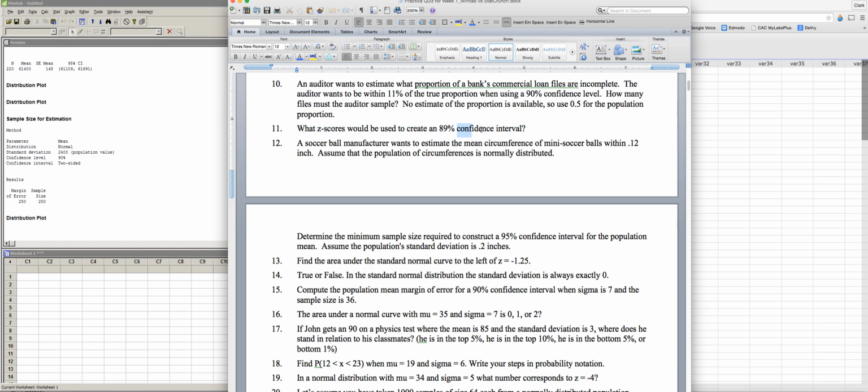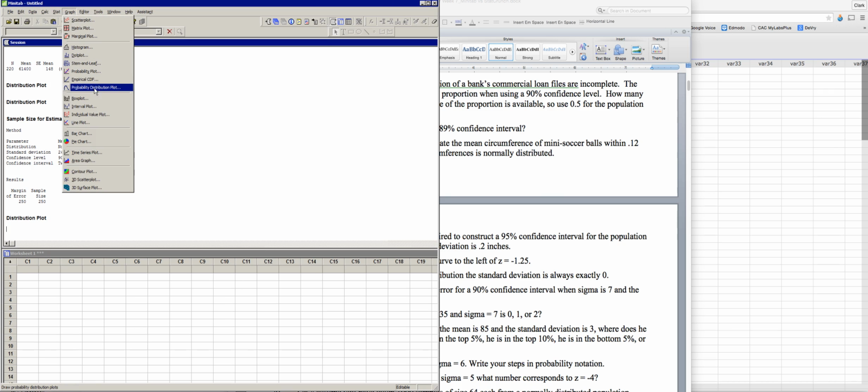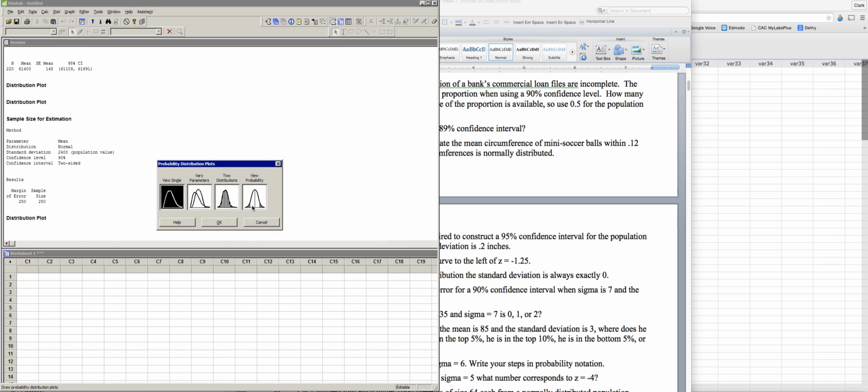The key idea here is confidence interval. What that means is the 89% has to be in the middle of the distribution, which means the remaining 11% has to be equally split up between the two sides in both tails, as you were.